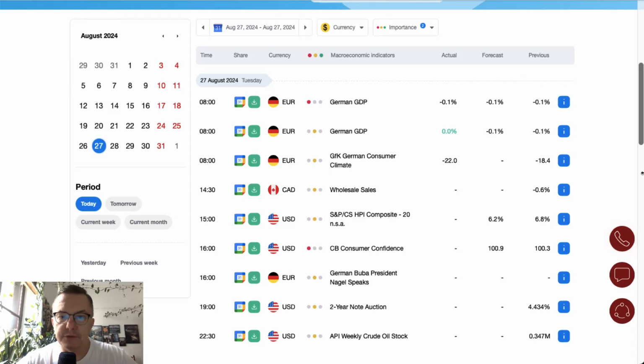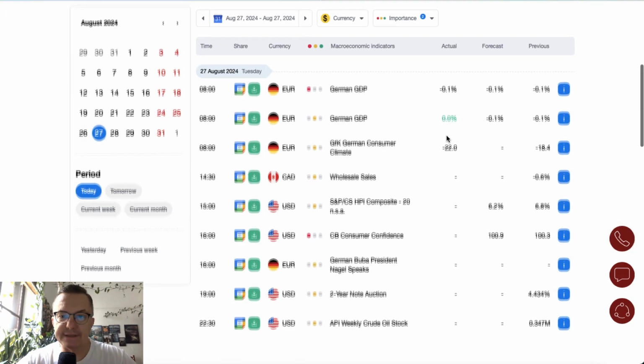During the London session, we got the release of the German GDP data. As you can see, the German GDP is in line with the expectations, minus 0.1%. The quarterly measure is actually just a little bit better. Instead of the minus 0.1%, it's 0%. So no gross domestic product increase in Germany this time.